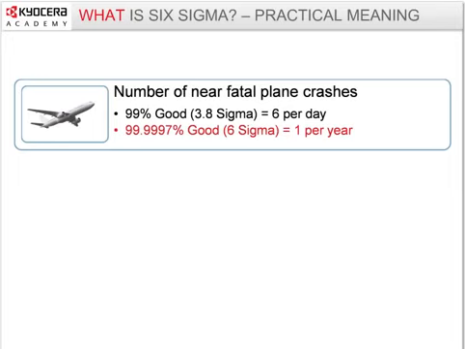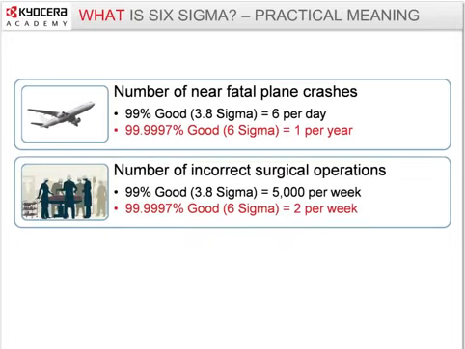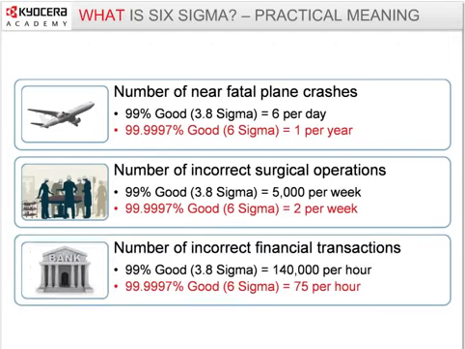Within surgery, 99% good would mean 5,000 incorrect surgical operations per week. On the other hand, only 2 incorrect ones would occur if the quality is 99.9997% good. With regards to the financial sector, a 3.8 Sigma process would mean 140,000 incorrect financial transactions per hour. In contrast, in a 6 Sigma process, only 75 transactions would be incorrect.